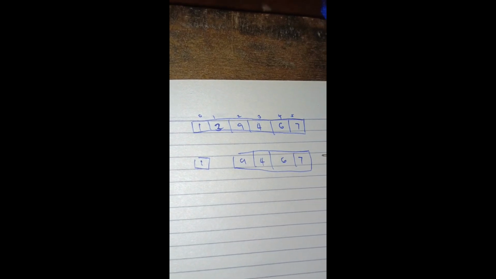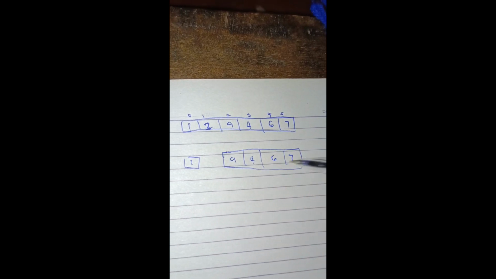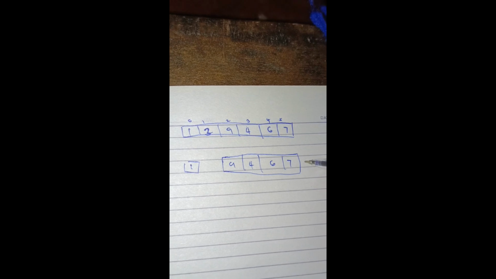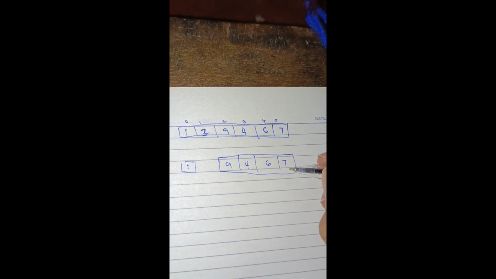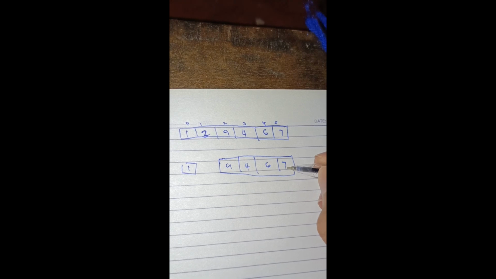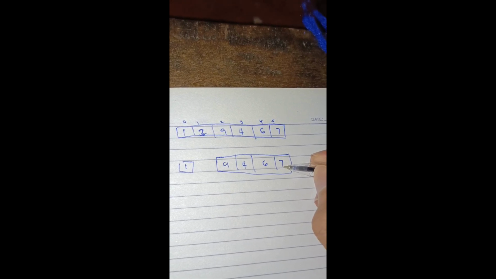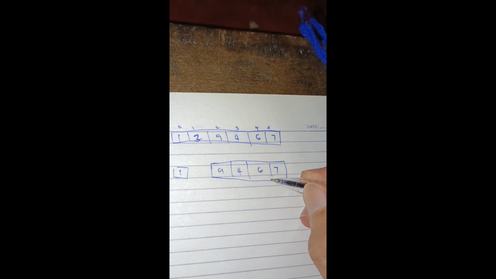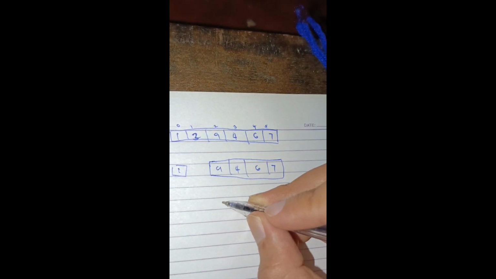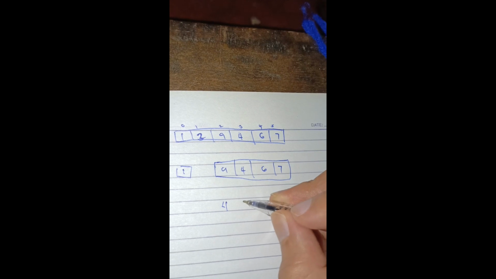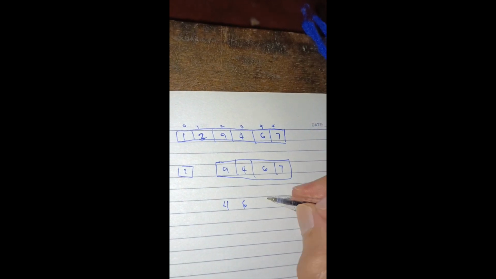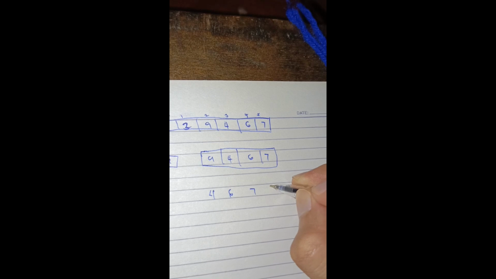So what we will sort right now is this subarray. We follow the same process. We pick a pivot, which is the last element, and everything larger than the pivot will go to the right, and everything smaller than the pivot will go to the left. So this will become 4, 6, 7, and 9.